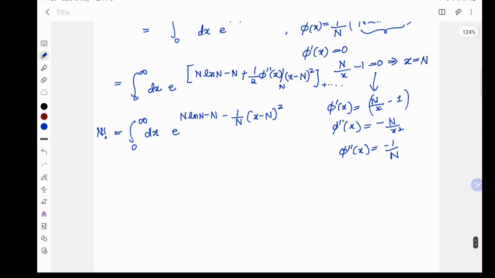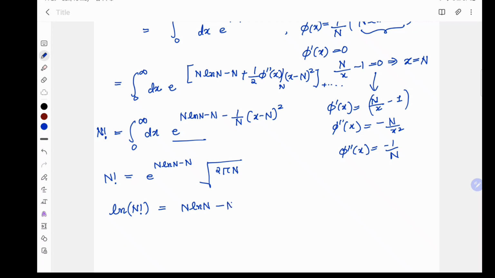Now one can just do the integration. This term is not dependent on x, so it will be just outside of the integration, and this will be a Gaussian integral giving root 2 pi n, equals n factorial. Now take the logarithm. Log n factorial is equal to n log n minus n plus 1 over 2 log 2 pi n, and so on.